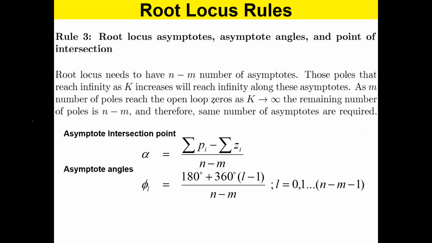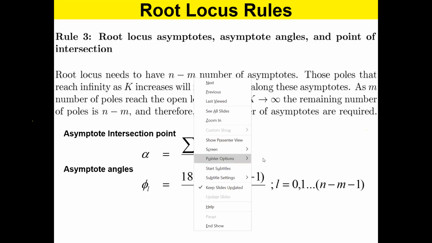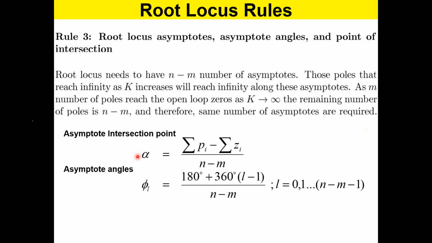And also, if you have a number of asymptotes, they intersect at one point on the real axis. That is the point of intersection. So for these asymptotes, I give you these two equations without proof, right? Proof you can find in undergrad control system books. Asymptote intersection point is determined by this equation, alpha. It's on the real axis.